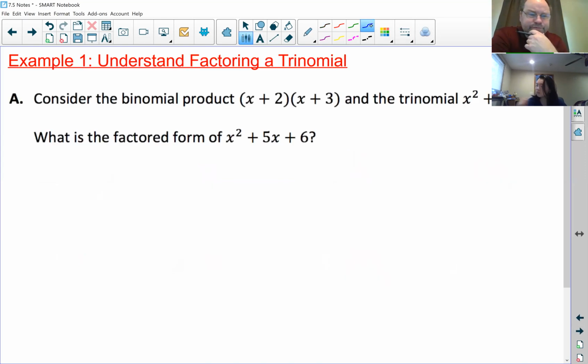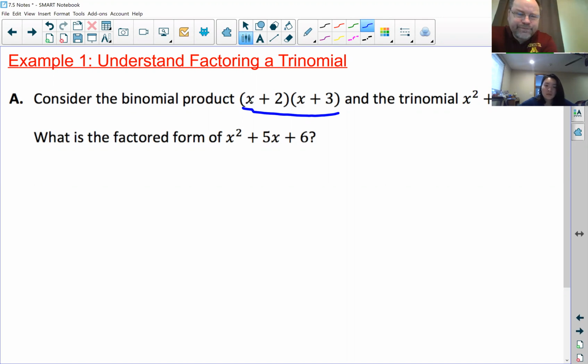So if I multiplied out this binomial expression, this product of two binomials, I would get x squared plus 5x plus 6. And I'm actually going to multiply it out because it's going to really show the connection between that little x puzzle that we've been doing.